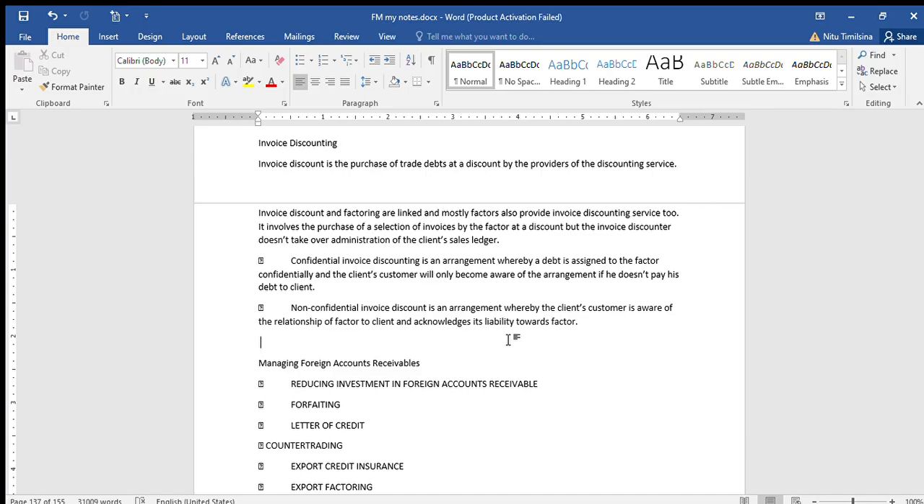Non-confidential invoice discounting is an arrangement whereby the client's customer is aware of the relationship of the factor to the client and acknowledges its liability toward the factor.